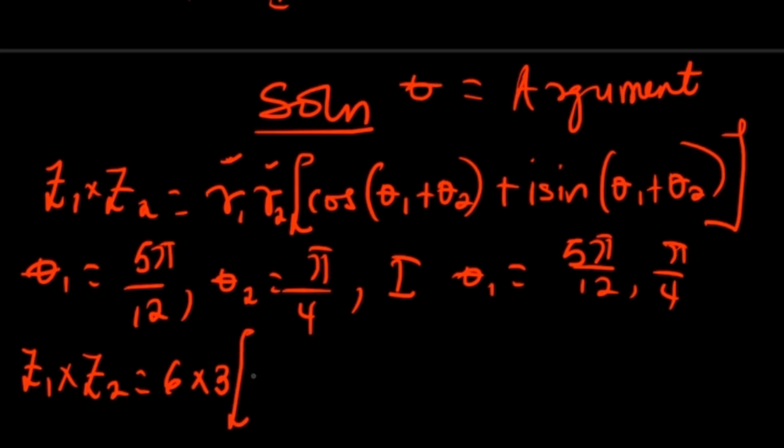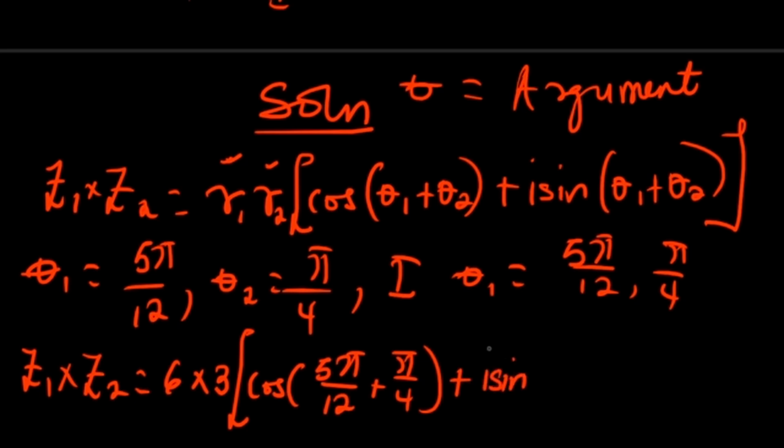Right here, we're going to have cos, open bracket. Our theta 1 is 5 pi over 12, so we say 5 pi over 12 plus pi over 4. You can close it. And then we say plus i sine. This is now the imaginary part, open bracket. Again, we have our theta 1 to be 5 pi over 12 plus pi over 4.